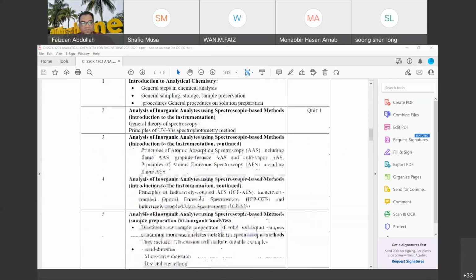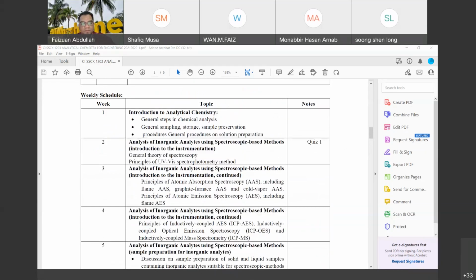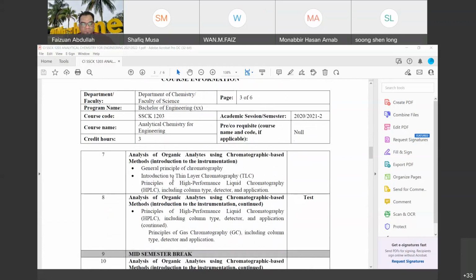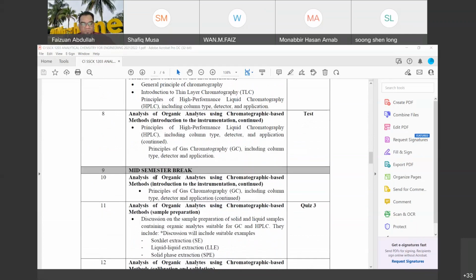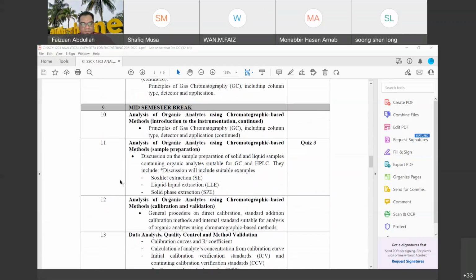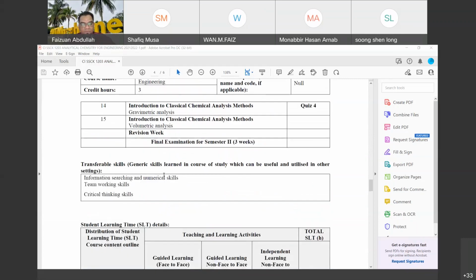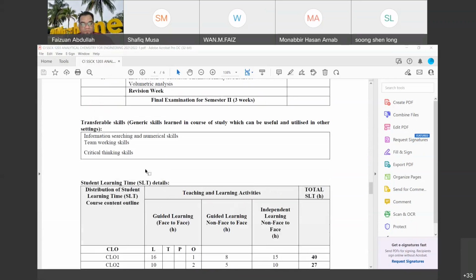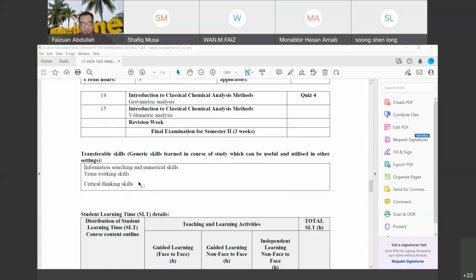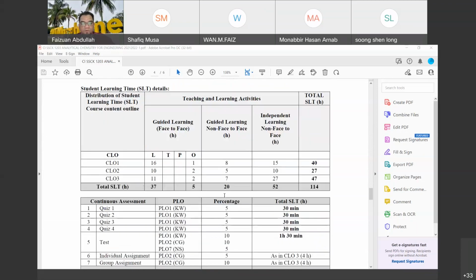All right. So this is the topic that we're going to learn, and it has been divided and assigned into the weeks. Week 1 we will learn the introduction to analytical chemistry. Week 2 and 3 and so on. So quite packed. We will have our semester break in the 9th week, and we will continue learning until the end of the semester. For this course, we will have a very packed schedule, but we will make sure that we can do this very well.